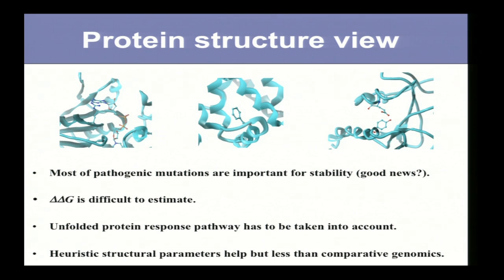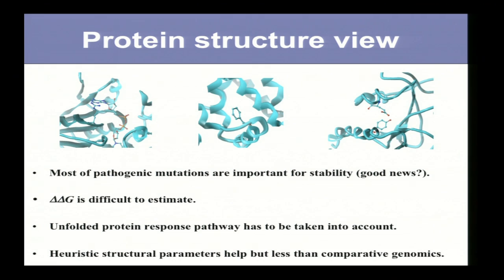So you would think that you predict change in stability, you predict pathogenic effect. There are a couple of problems here. One is change in stability of folding is very difficult to estimate. And also, the cell, for some reason, is not a chemical reactor. It may not be very informative.